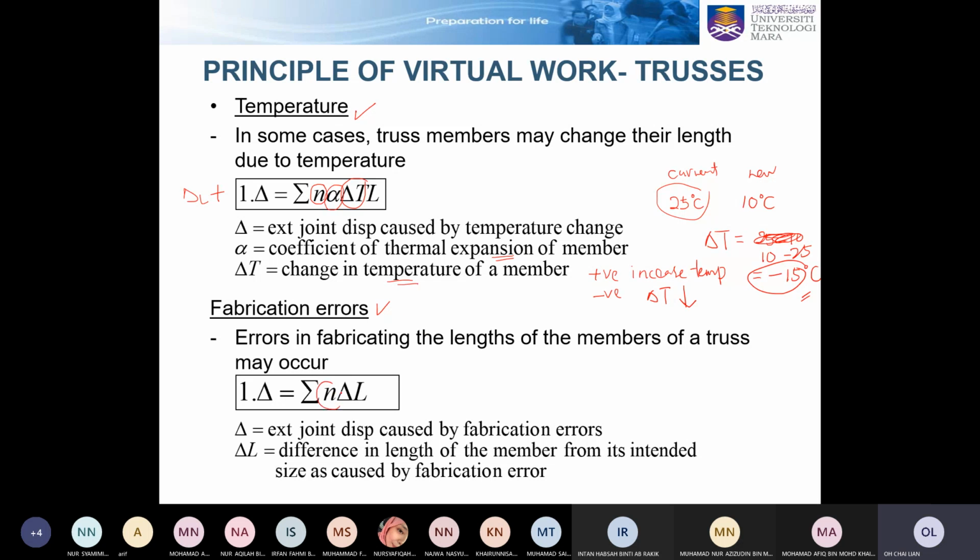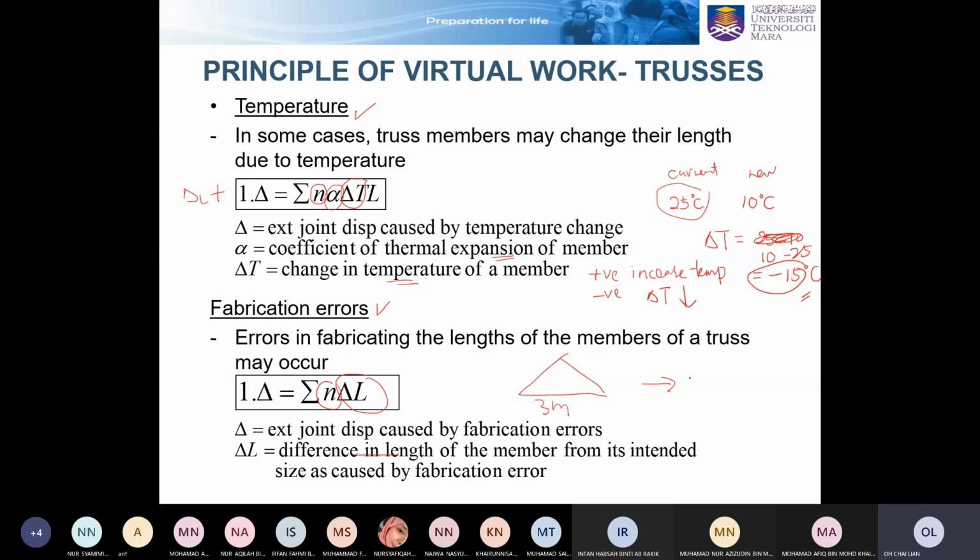Fabrication error, still you have this N. The N is the axial load, the axial force from the virtual structure. Delta L will be the difference in length. For example, the truss is having 3 meters.